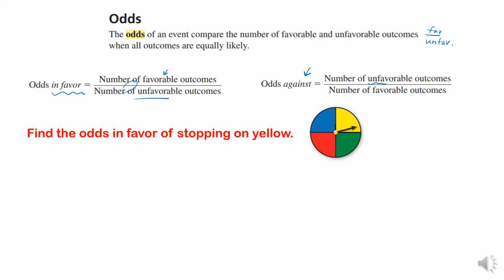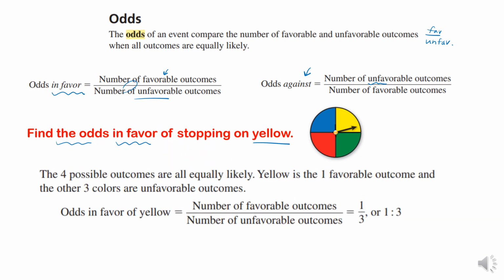Okay, so find the odds in favor of stopping on a yellow. So in favor of yellow. So the number of favorable outcomes would be 1. And remember we're talking about odds, and the unfavorable would be 3. So our odds are 1 over 3. And you could write it like this too. 1 to 3 are the odds. That's how you would say it.